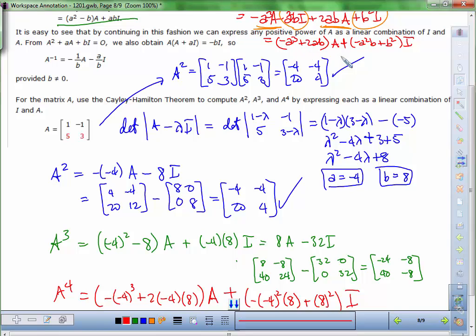It'd be interesting to keep going with this to the fourth, fifth, sixth power and see if a pattern develops with this linear combination, because it's all about just little a's and little b's being multiplied with capital A and capital I.